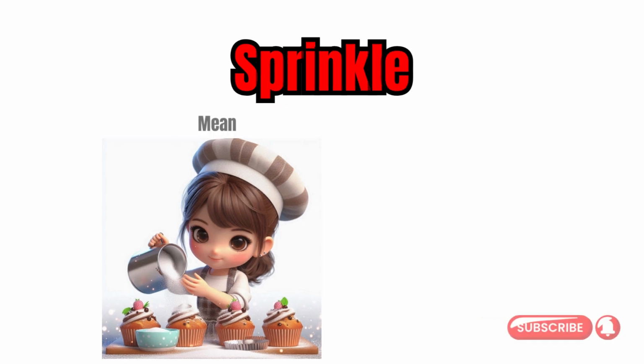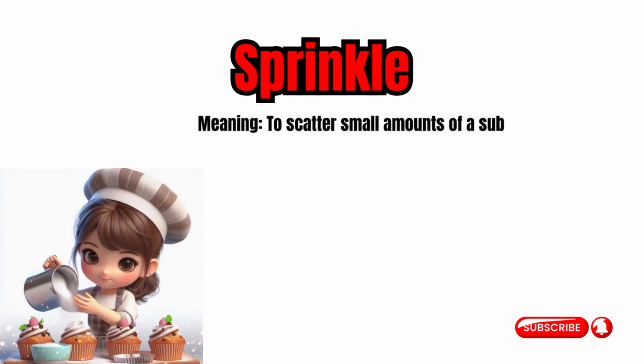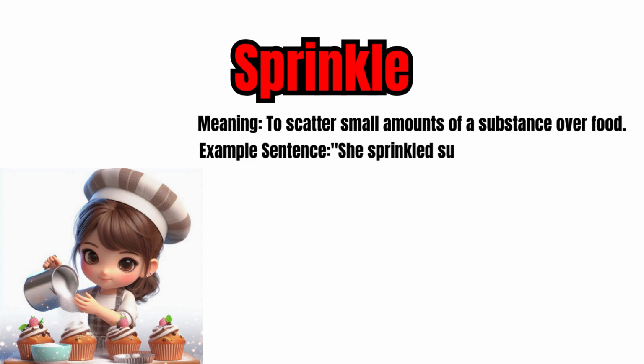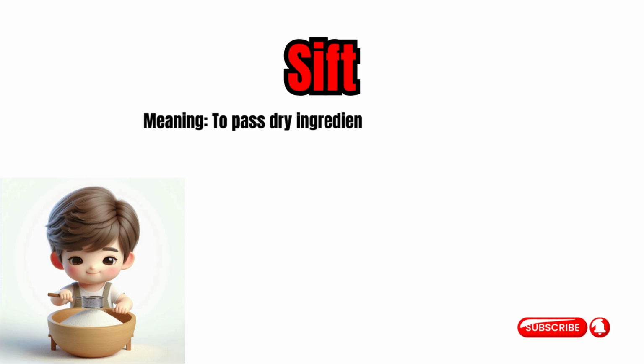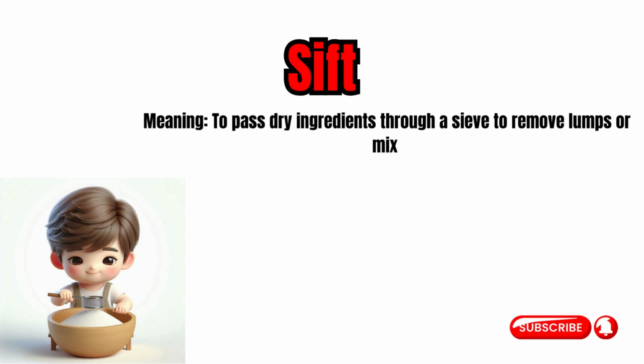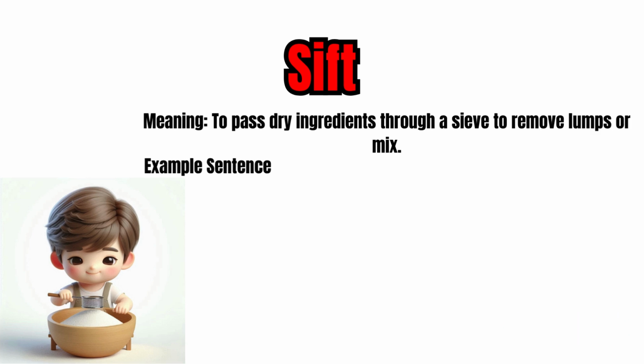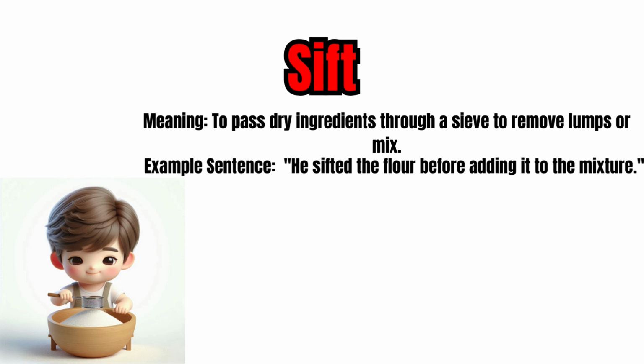Sprinkle, meaning to scatter small amounts of a substance over food. Example sentence, she sprinkled sugar on top of the muffins. Sift, meaning to pass dry ingredients through a sieve to remove lumps or mix. Example sentence, he sifted the flour before adding it to the mixture.